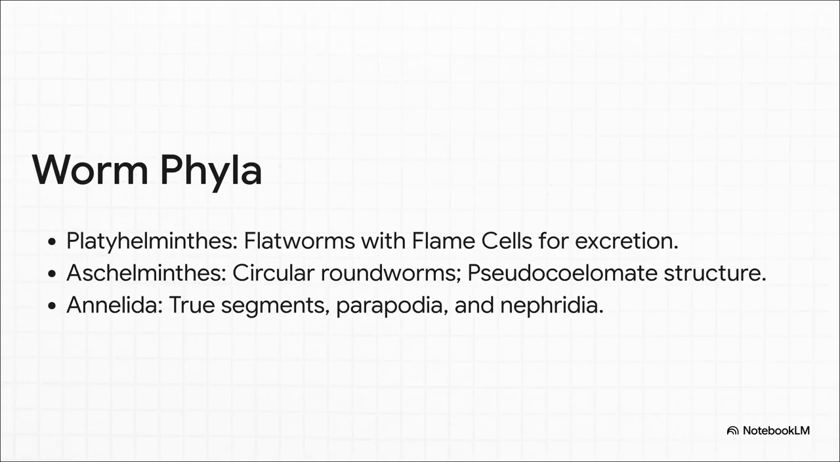Platyhelminthes, the flatworms, are equipped with these really cool specialized flame cells for excretion. Then we've got Aschelminthes, the circular roundworms, where we find that tricky pseudocoelomate structure we just talked about. Finally, Annelida, like your everyday earthworm, introduce true metamerism, meaning their bodies are cleanly divided into internal and external segments. They upgrade their excretion system to nephridia, and some aquatic versions even have little parapodia to help them swim.